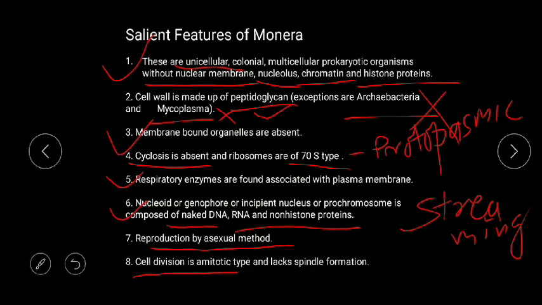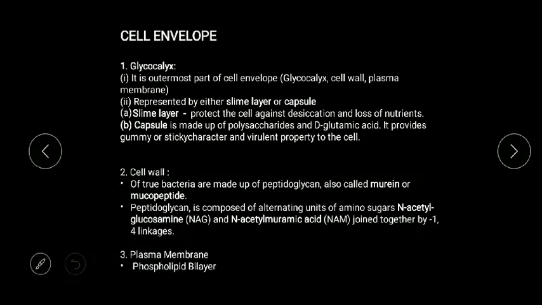Now, when we talk about reproduction, mainly they reproduce by the asexual method, and in the asexual method they perform cell division by binary fission, and that binary fission is of amitotic type. This is one of the important questions which was asked in NEET, and they lack spindle formation. Because of this, they have an absence of mitosis.